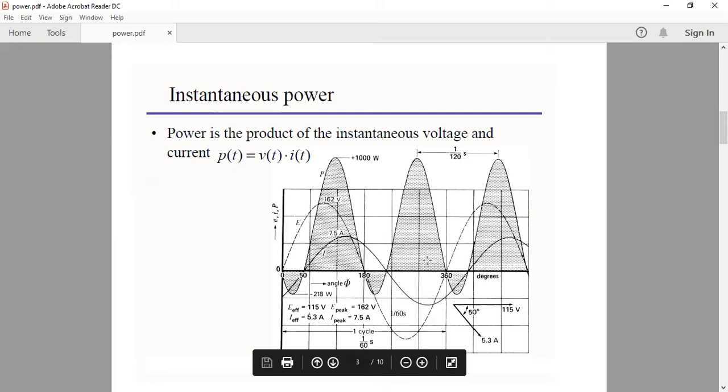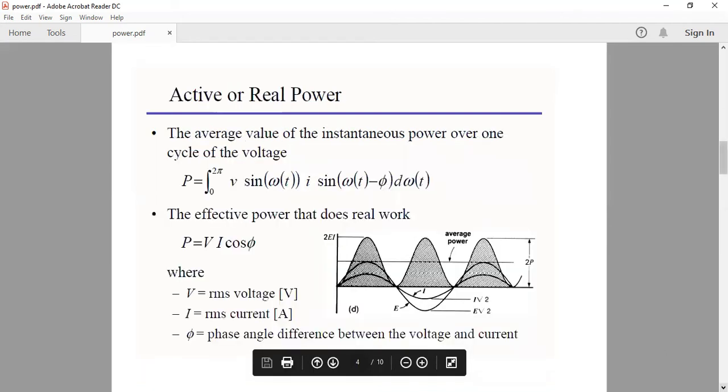So 0 to 360 degrees is for one cycle, and the time period of this cycle is 1/60 seconds. Here we can see the relationship between voltage and current. The voltage magnitude is 115 volts, the current magnitude is 5.3 amperes, and the phase difference between the voltage phasor and current phasor is 50 degrees electrical.